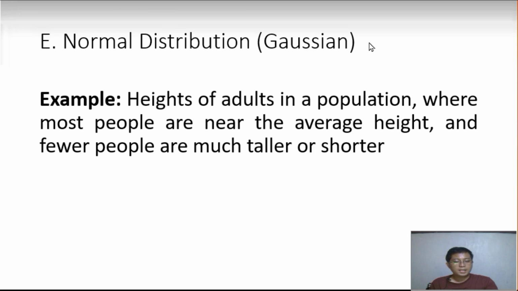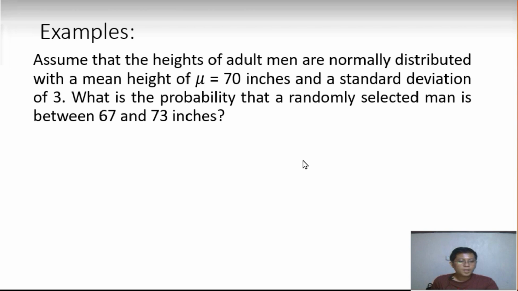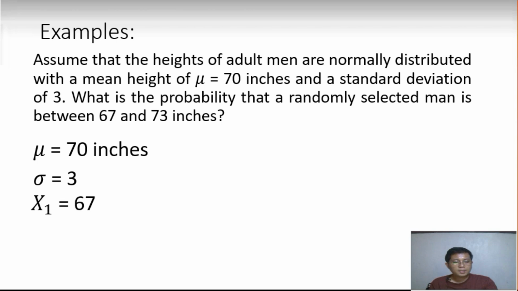Now, let me provide you with an example of a normal distribution with computation. Assume that the heights of adult men are normally distributed with a mean height of 70 inches and a standard deviation of 3. What is the probability that a randomly selected man is between 67 and 73 inches? So, let's identify the population mean. The population mean is 70 inches. The standard deviation is 3. And our x sub 1 is 67, and x sub 2 is equal to 73.